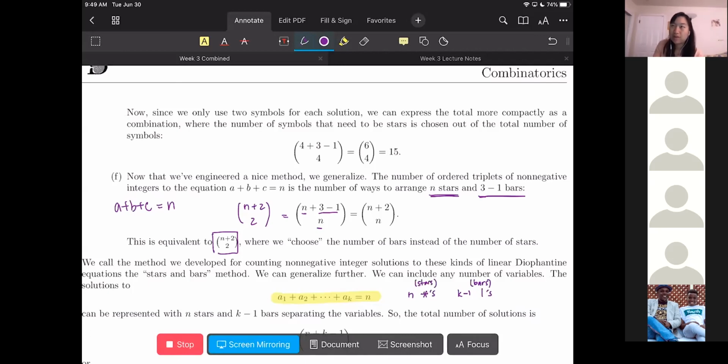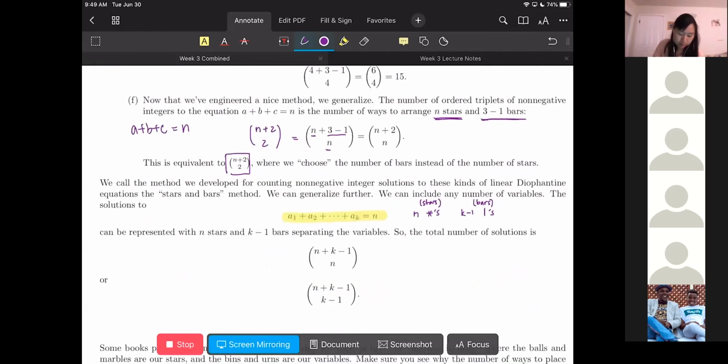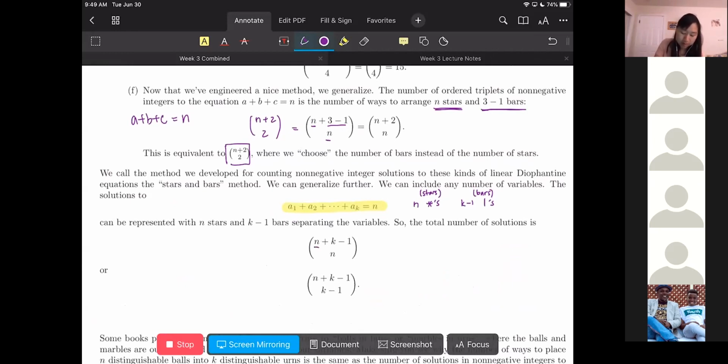Does everyone see why that would be the case? Yes, please. Cool. So if we use that same approach, that means we have n plus k minus 1 total things, of which we want to choose n of them to be stars, or of which we want to choose k minus 1 of them to be bars. And this is actually an equivalent quantity. And so what this is saying is the number of non-negative solutions to this equation is just this expression.